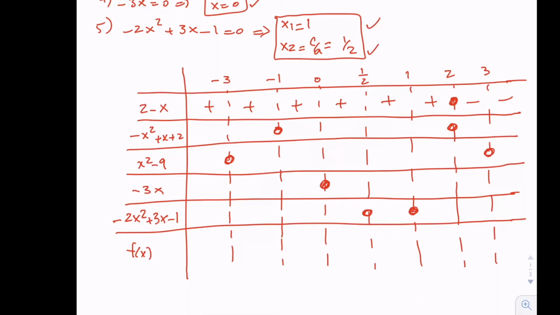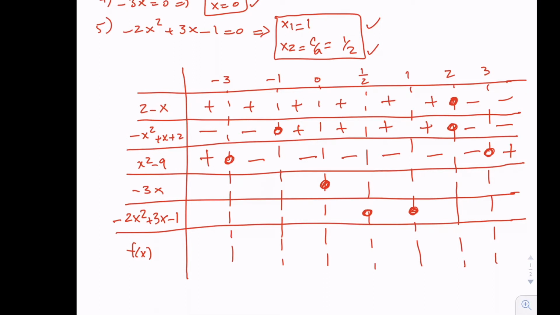Minus x squared plus x plus 2, its roots are minus 1 and 2, and in order to see what the polarity of it is between minus 1 and 2, we just replace x with a number between minus 1 and 2, let's say 0. So we will get 2, therefore it's going to be positive between these and negative outside this interval. X squared minus 9. Again, if we replace x by 0, we get minus 9, so it will be negative between its two roots and positive outside.